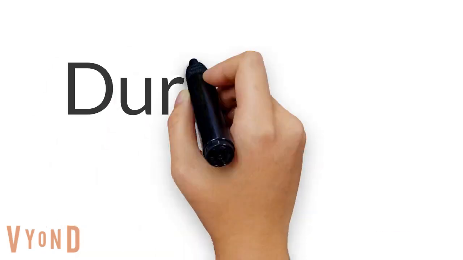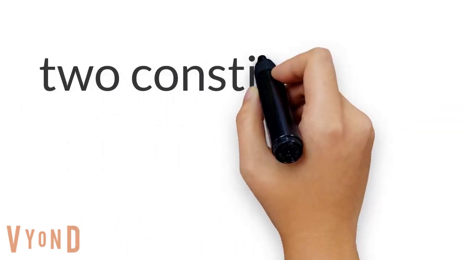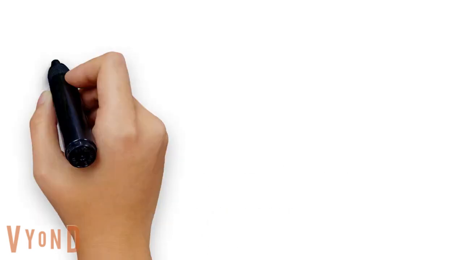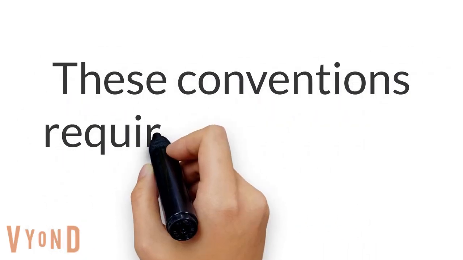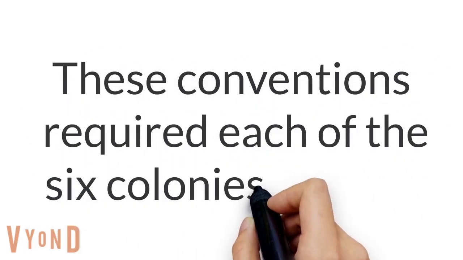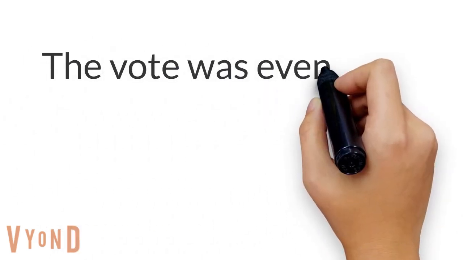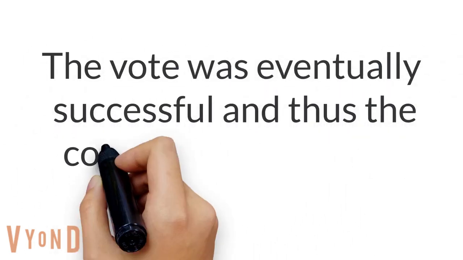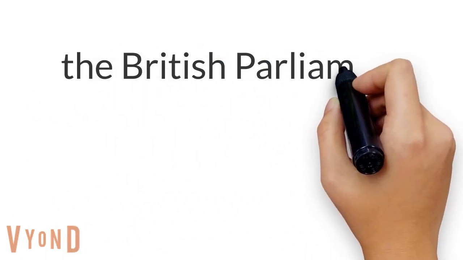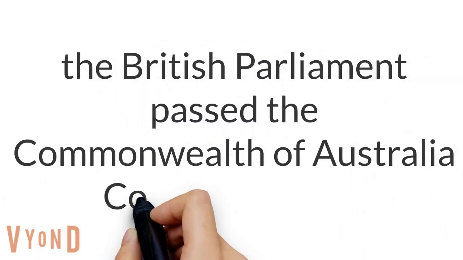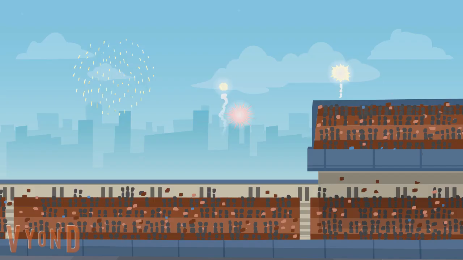Federation. During the 1890s, 2 constitutional conventions were called. These conventions required each of the 6 colonies to vote. The vote was eventually successful, and thus the Constitution had been approved. In 1900, the British Parliament passed the Commonwealth of Australia Constitution Act.